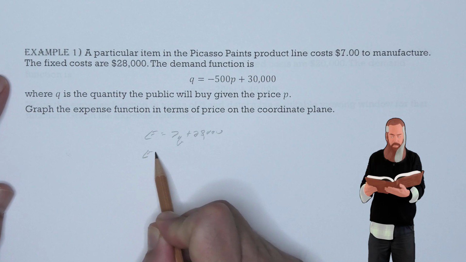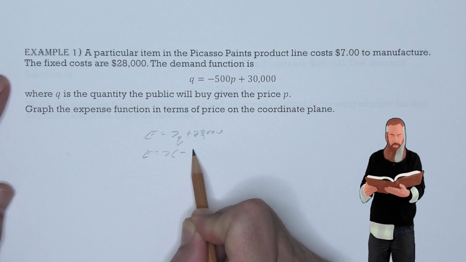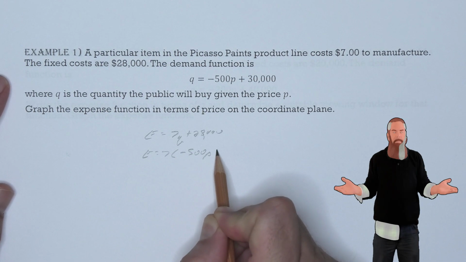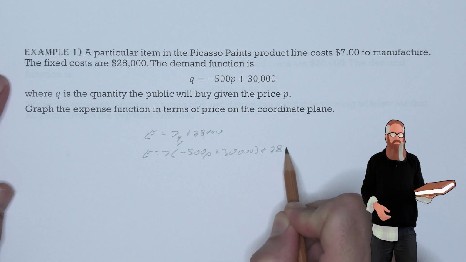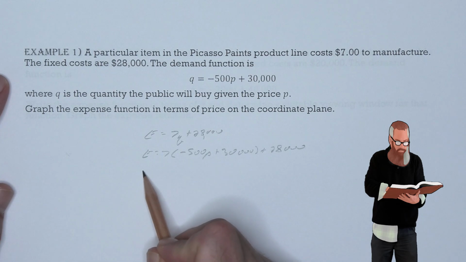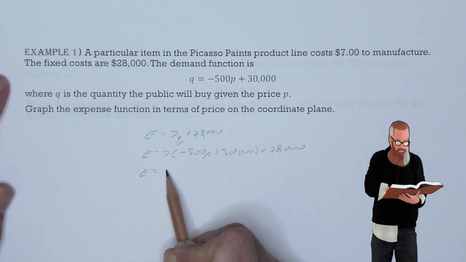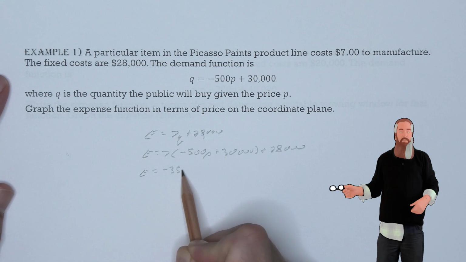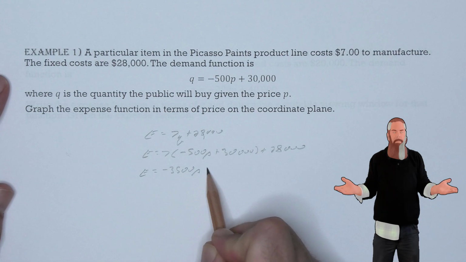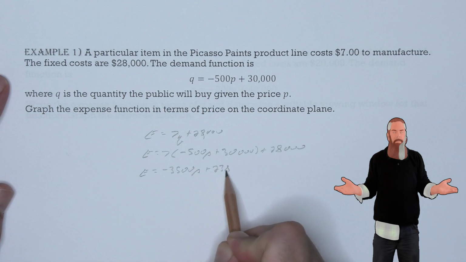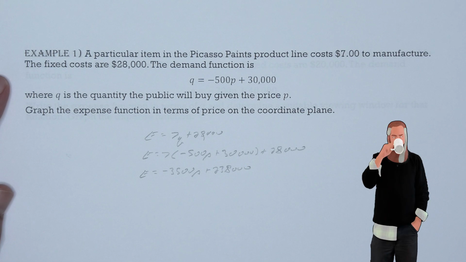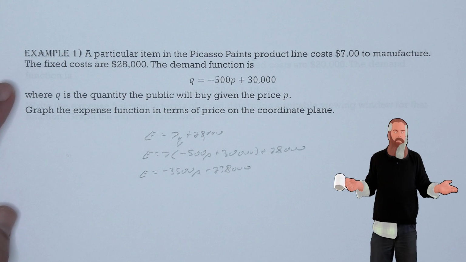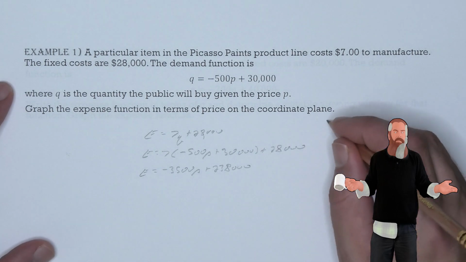So this means that E is equal to 7 times (negative 500p plus 30,000) plus 28,000. Now distributing and combining like terms, we get E is equal to negative 3,500p plus 238,000. The horizontal axis represents the price and the vertical axis represents the expense. Both variables must be greater than 0.